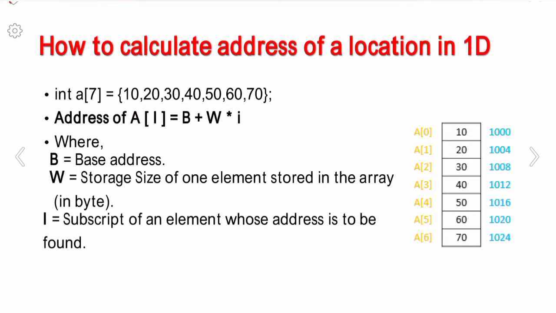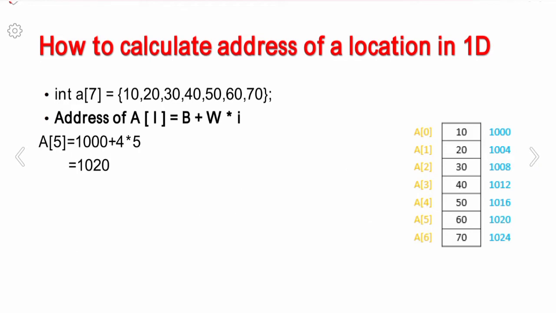Suppose you want to calculate the address of a particular location, then A of I equals B plus W into I. Here B is the base address, W is the size of the particular element, and I is the index value or subscript value, where we want to find that particular subscript value.